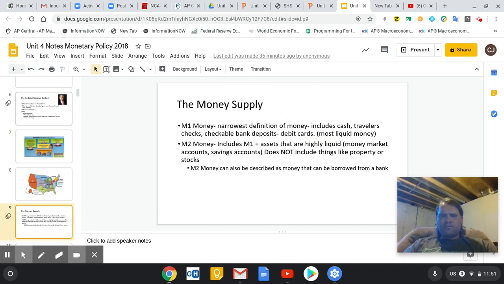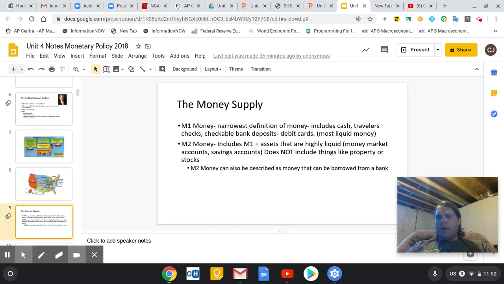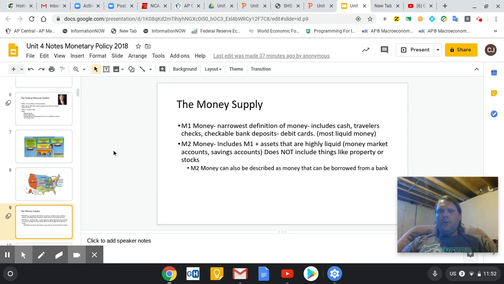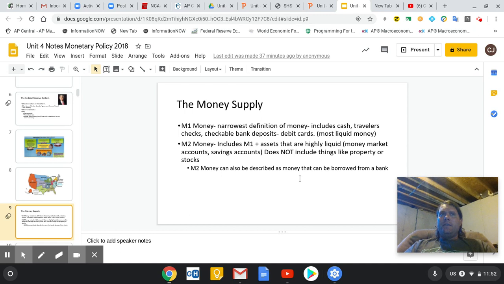Okay. And so there are two forms of money you need to know. First of all, M1 money, okay? This is money that we use on a day-to-day basis, all right? And notice we use this term liquid, all right? Liquidity means the ease of it to spend, okay? So for example, if I pull a dollar bill out of my pocket, I can spend that super, super easy, right? I can use my debit card super, super easy.